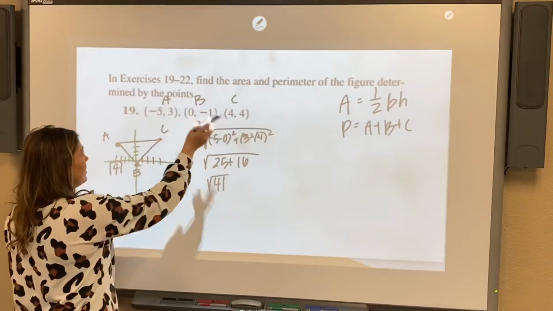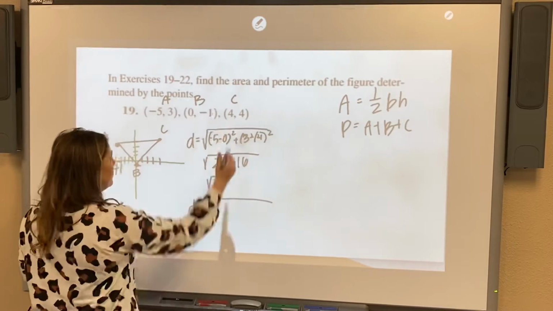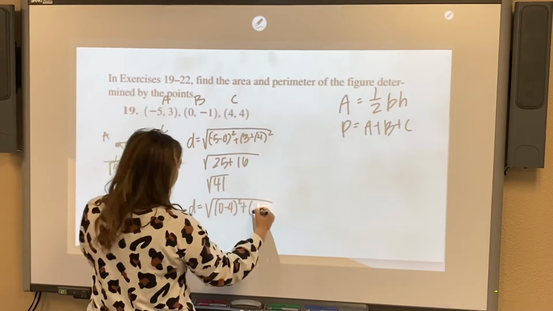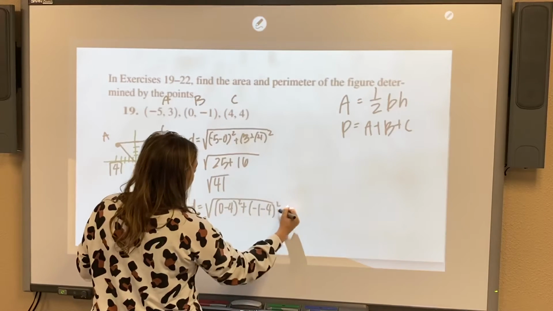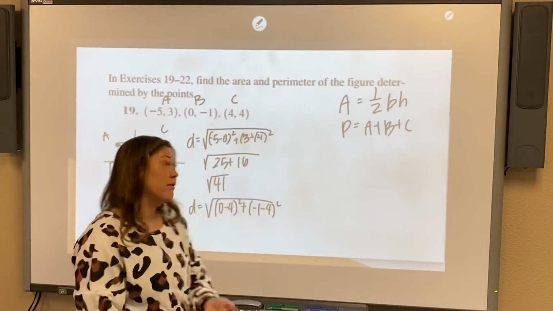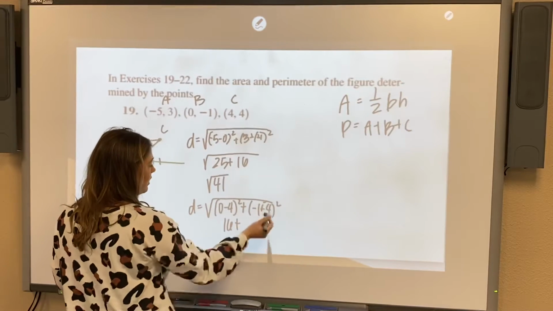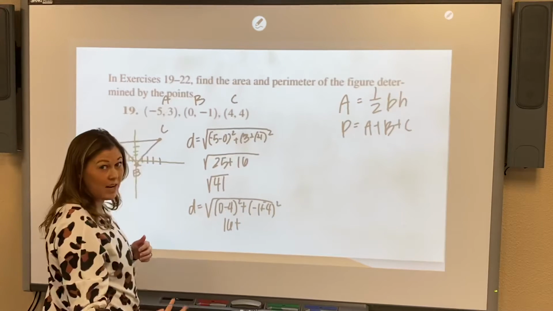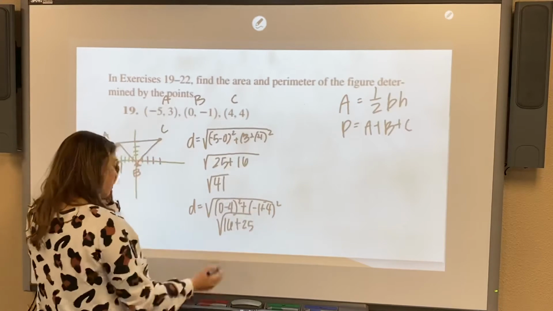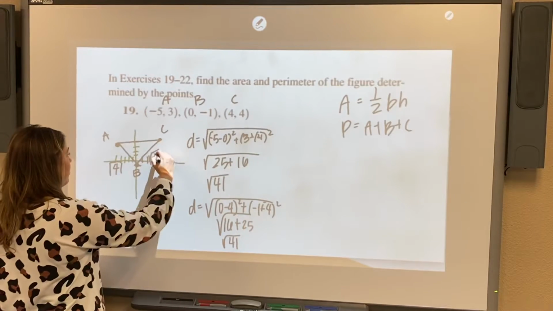Okay, now we're going to find the distance between B and C. So distance is square root of 0 minus 4 squared plus negative 1 minus 4 squared. Okay, 0 minus 4 is negative 4. Negative 4 squared is 16. Plus negative 1 minus 4, that would be negative 5. Negative 5 squared is 25. Okay, look. 16 plus 25, that's the square root of 41. Okay, so this is also the square root of 41.